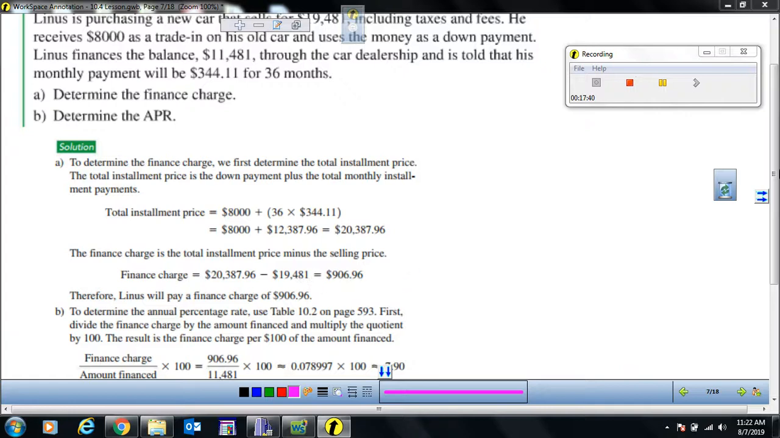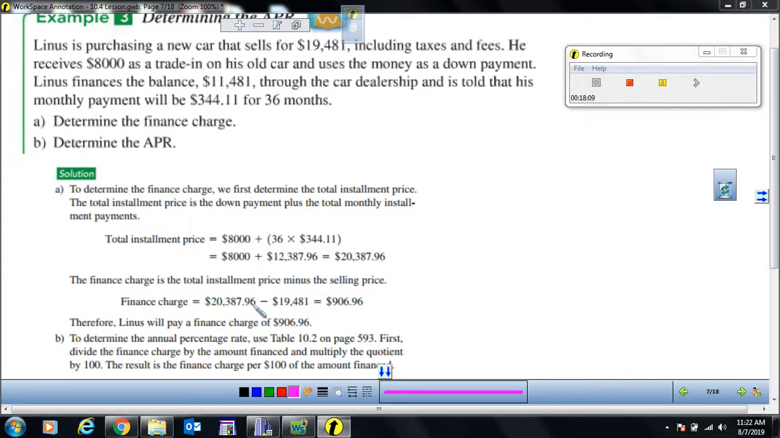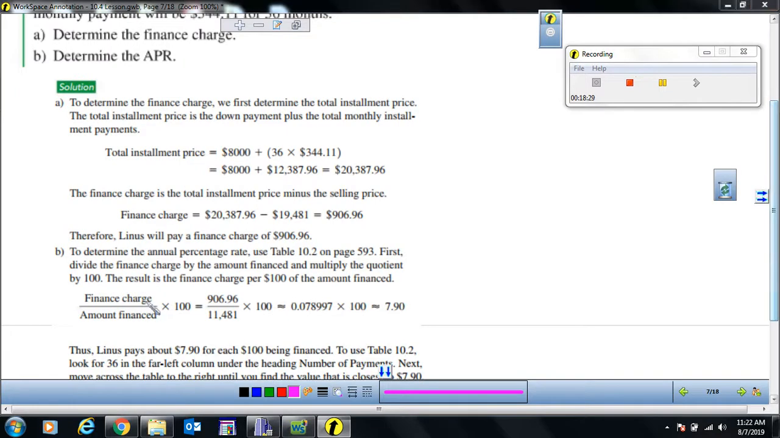$19,481, right? Not the finance amount, but the selling price is what you're going to subtract from the total installment price, and that gives you $906 with 96 cents. So that's what Linus will pay as finance charge. So extra, additional to the original price, right? Including the taxes and the fees and all. So that's for letter A.